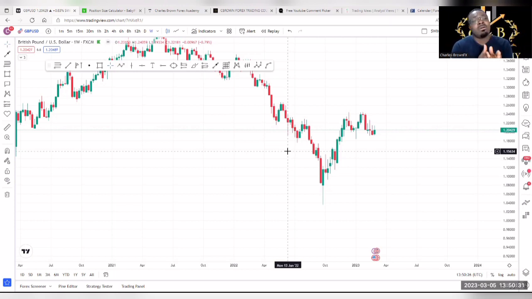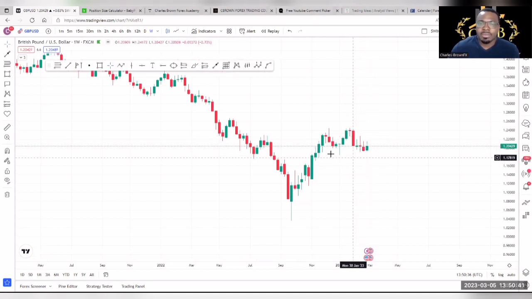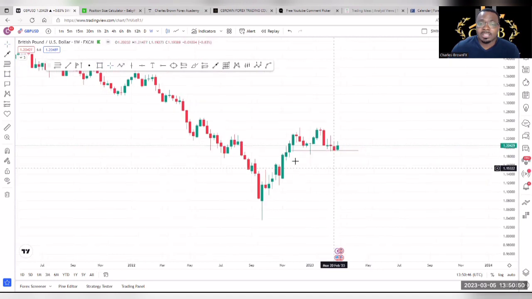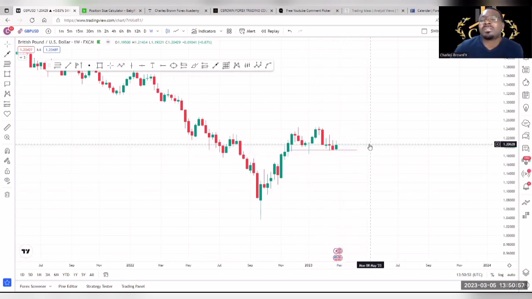Now you're looking at GBPUSD on the screen on the weekly time frame. We see that the market has been struggling to break below this head and shoulders, sorry, the neckline. Actually, that's the neckline there. The market is finding it difficult to break that level. But that's what we do: we have to look at what the market is telling us before we act. We can't just act out of ignorance.